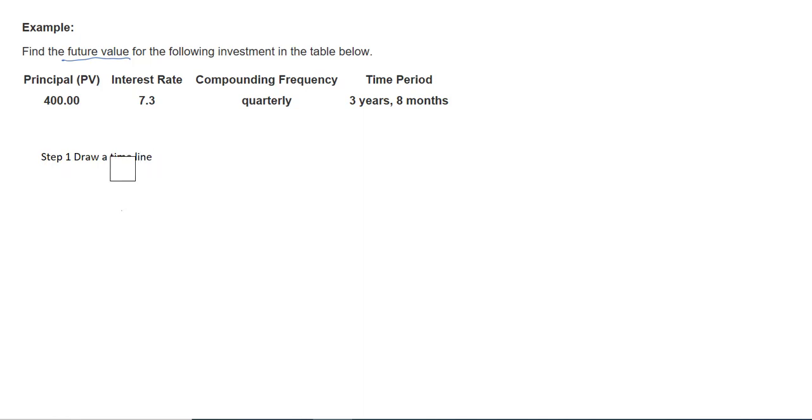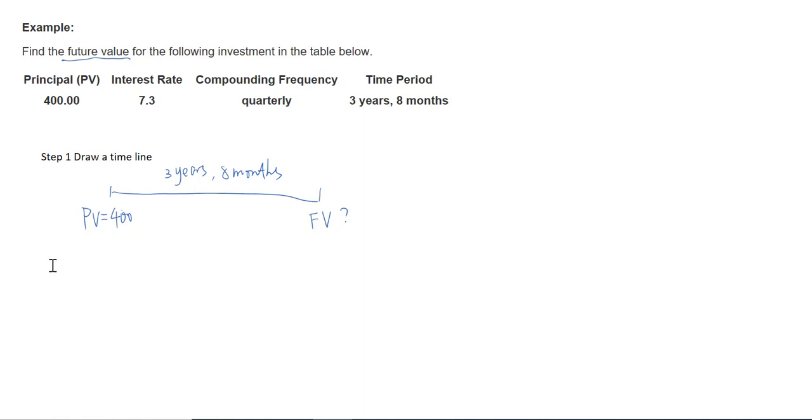So right at the beginning, we have PV of $400 and the whole term is 3 years and 8 months. At the end, the future value is unknown. That's what we need to look for.